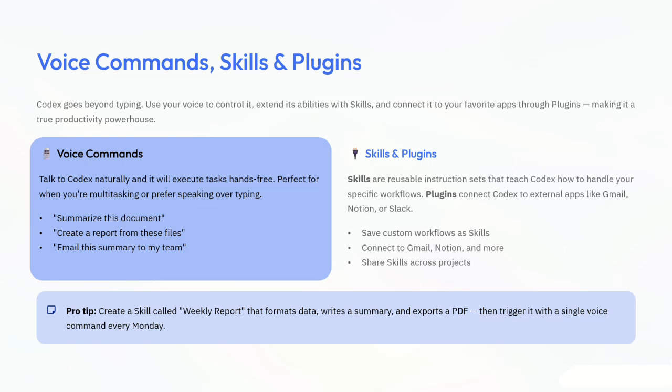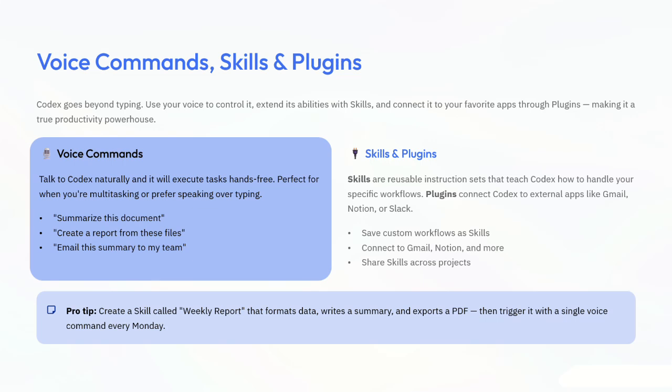Let's go with the next one: voice command, skills and plugins. Let's understand this thing. Okay, so the first is voice command. So instead of typing, you can simply speak naturally. Just for example, you can say summarize this document or create a report from these files. Codex understands your voice and performs the task. Okay, as simple as that.